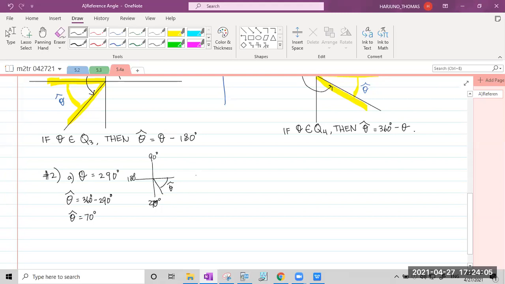Part B, 195 degrees. 195 degrees is here, in quadrant 3. It's between 180 and 270. So this is the theta hat. Theta hat equals 195 degrees minus 180 degrees. That is 15 degrees.